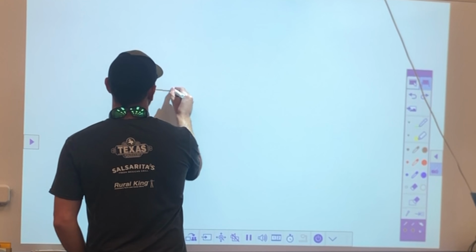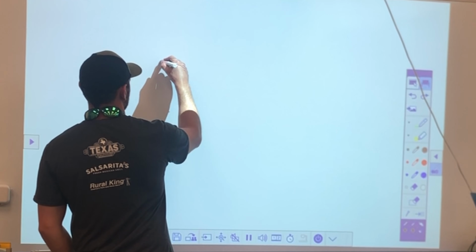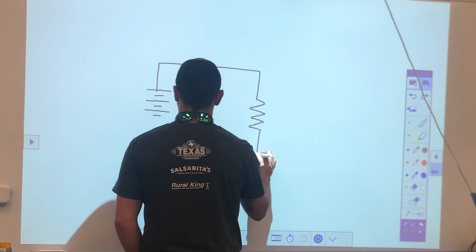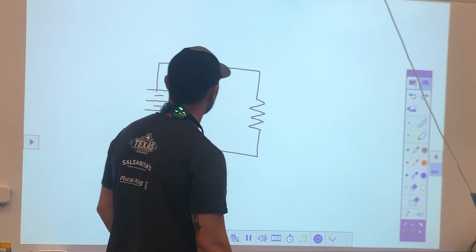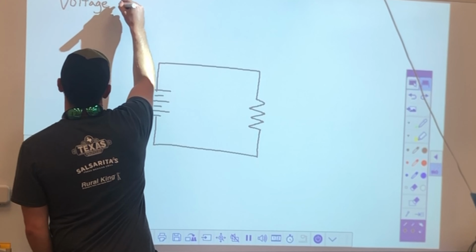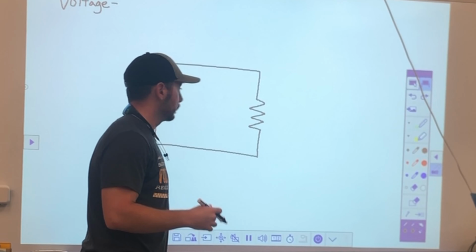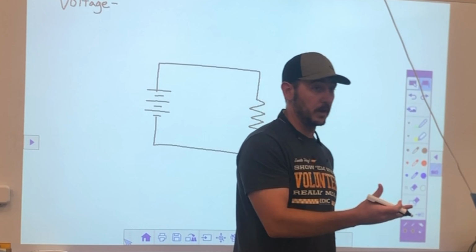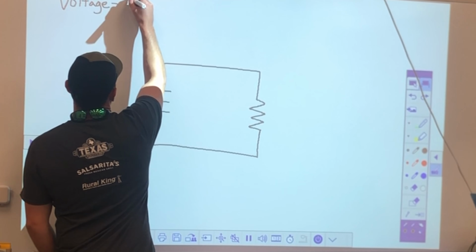So we've got our circuit, right, our battery, which is our voltage source. We've got our resistor. All right. Voltage, remember, is our pressure. It's what's pushing the electrons in the circuit. The circuit is the wire from the voltage source to the load and back, right? That's our one circuit. So voltage is our pressure.